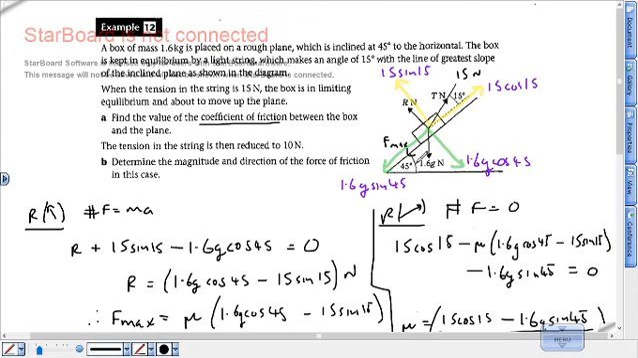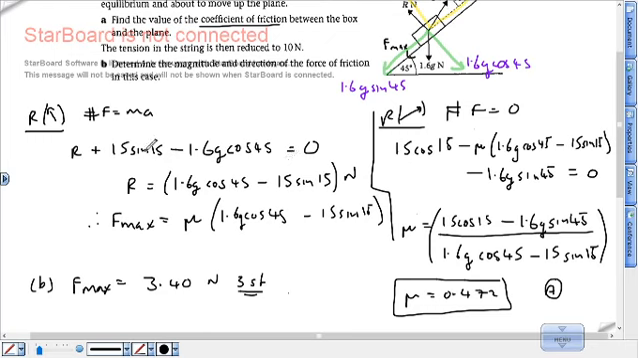So looking at this, it says the tension has been reduced to 10 newtons. This bit here has been reduced to 10 newtons now. So we're going to have to do it all again. Sorry, I'll take that back. Because this has changed, the R has changed. So we've got to do the whole question again, because that will affect your friction max. Okay, so I'm just looking at it to make sure I haven't misread that. The tension of the string is then reduced to 10 newtons.